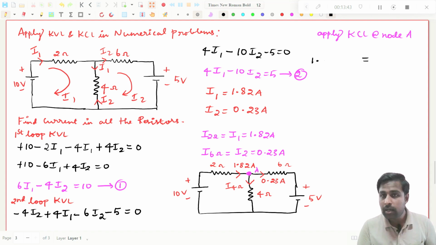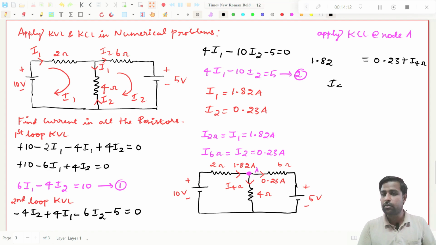So 1.82 amperes is coming towards the node, and you see this 0.23 amperes is leaving this node. So you have to put it on the right hand side, right? So what you will do, you put it on the right hand side, 0.23. And also I through 4 ohms is also leaving the node. It is going away from the node. So you have to put it on the right hand side. So you will get plus I through 4 ohms, right?